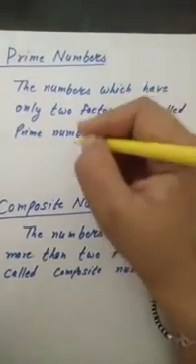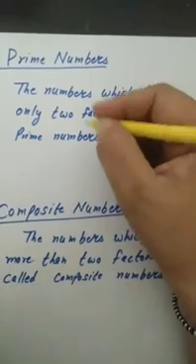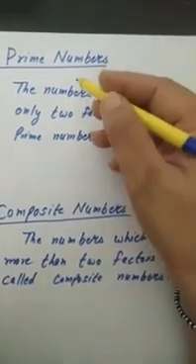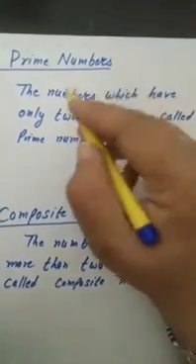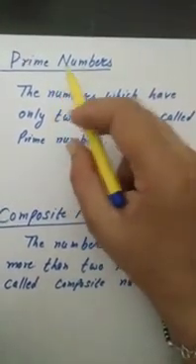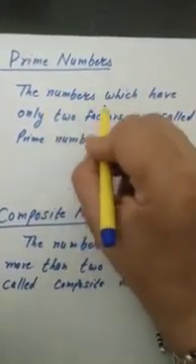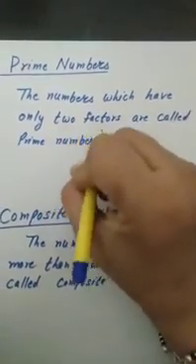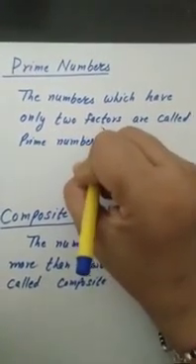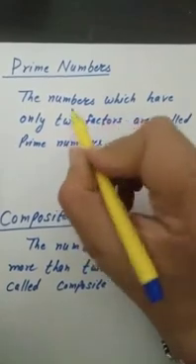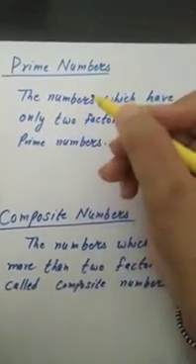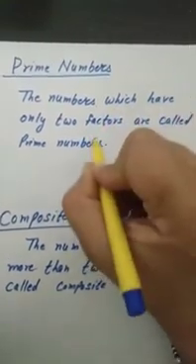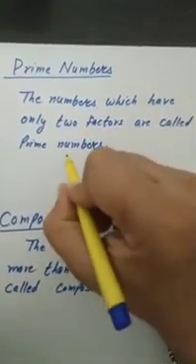Good morning, kids. In this session, we will understand what prime numbers and composite numbers are. Now see, first of all, what are prime numbers? The numbers which have only two factors, which means the number is divisible by two numbers only. That number is called a prime number.